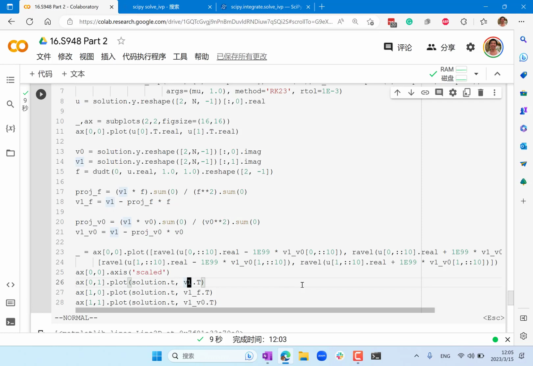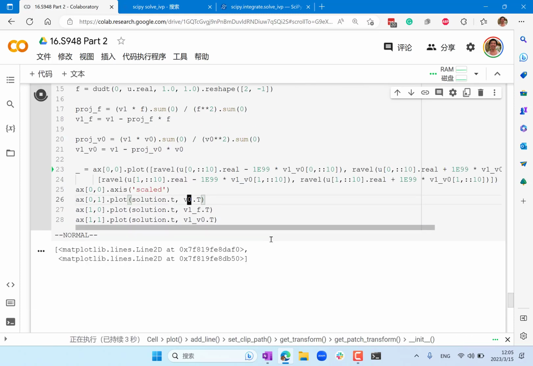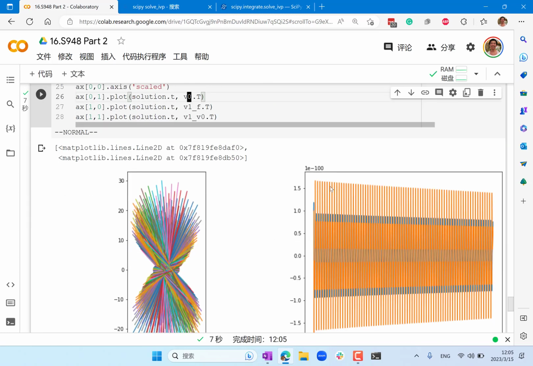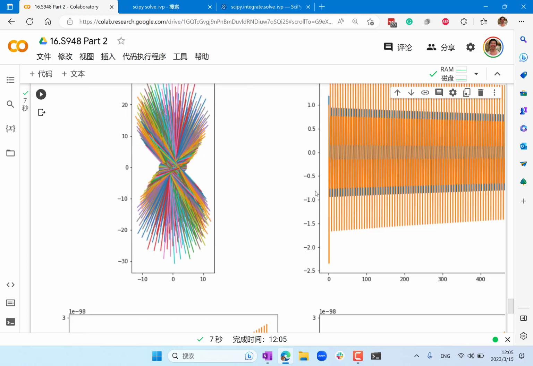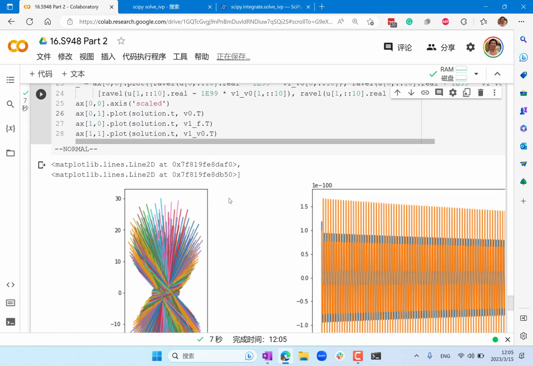Okay, so actually, instead of plotting this, let me plot V0 just to see what it looks like. V0 should be a solution that's... okay. So this is V0, right?